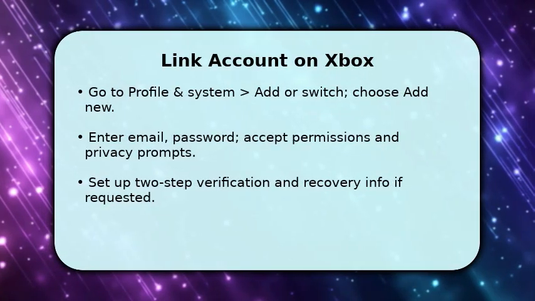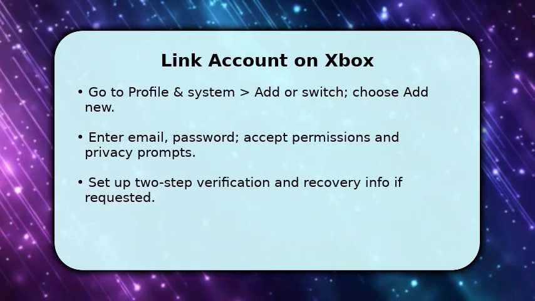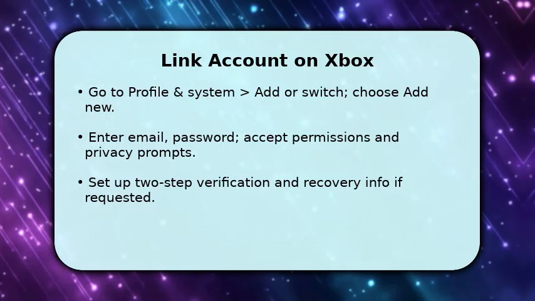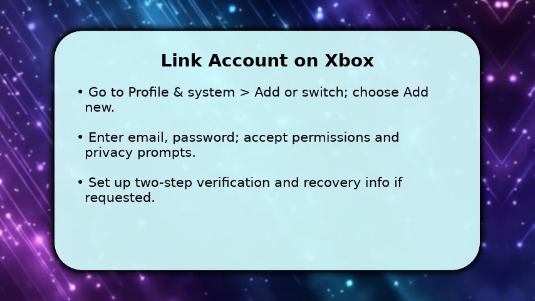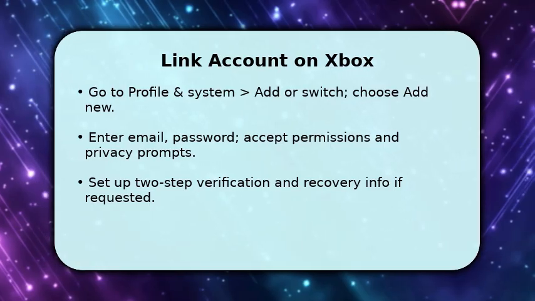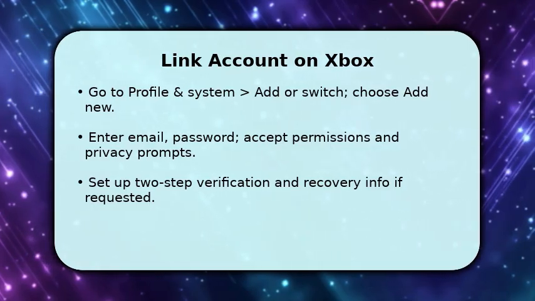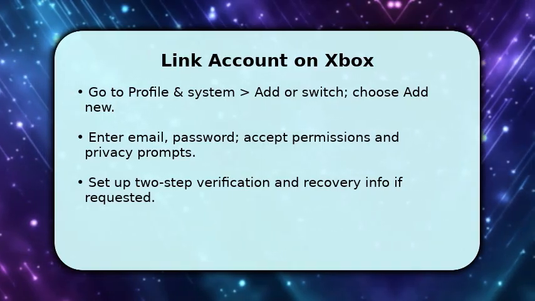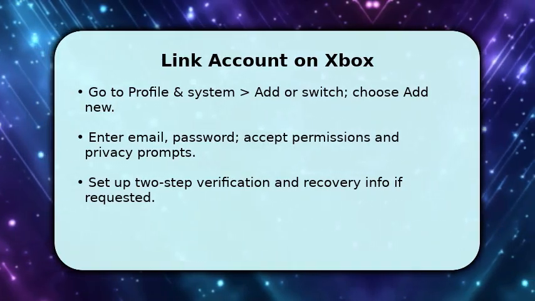After signing in, you'll link the Microsoft account to an Xbox profile by selecting Add or Switch and then Add New. You enter the email and password and accept the console permissions so purchases, cloud saves, and Xbox Live can sync. Once credentials are accepted, follow prompts to set up two-step verification and recovery options. This protects purchases and family settings.